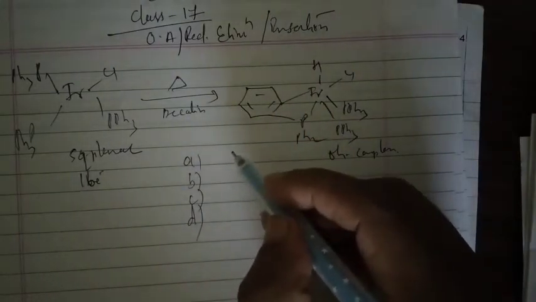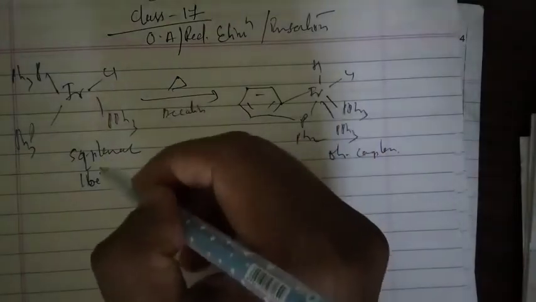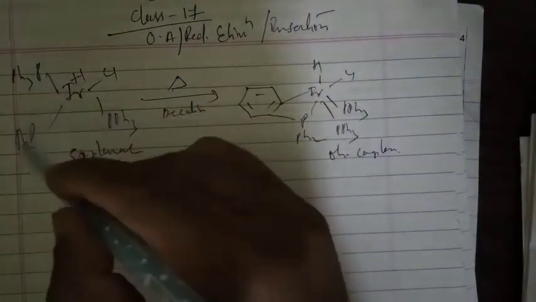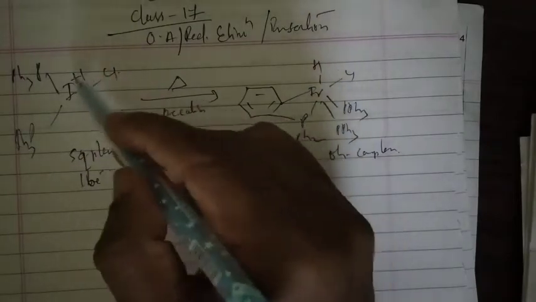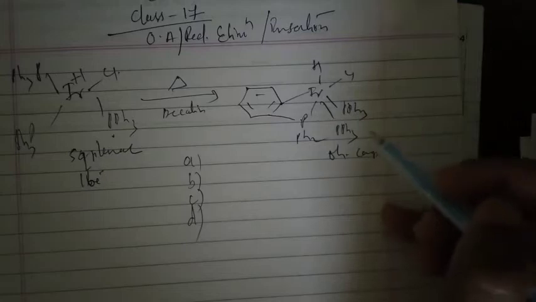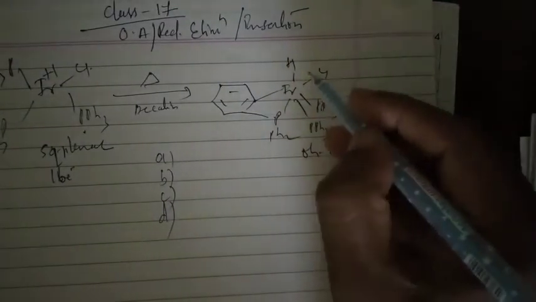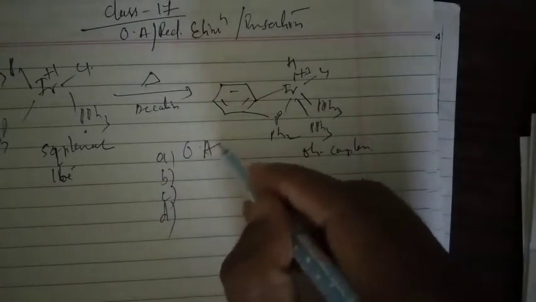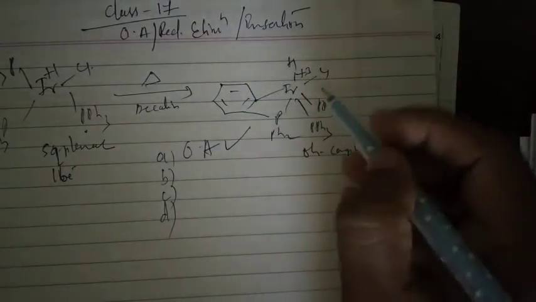Definitely, if you see here, it is square planar 16 electron and it is in +1 oxidation state, because all three ligands are neutral, and here minus, and iridium is +1. And here you can see 1, 2, and the phenyl group is attached here, 3, so +3 oxidation state definitely. So this reaction is oxidative addition because there is a change in the oxidation state of iridium from +1 to +3, so it's an oxidative addition reaction.